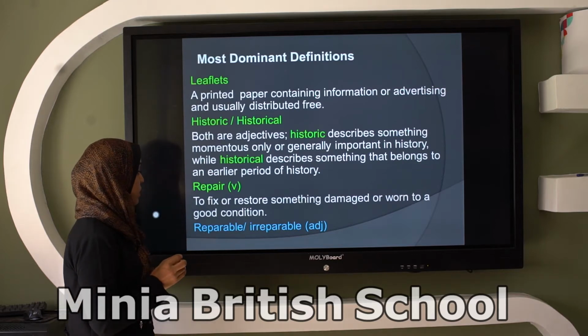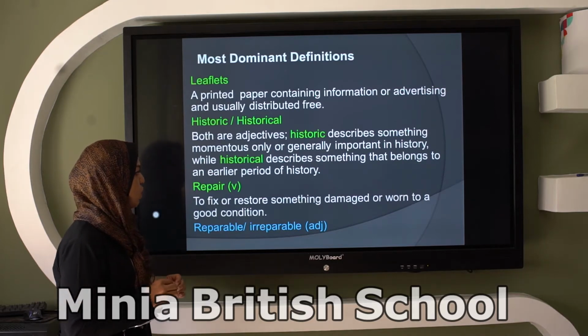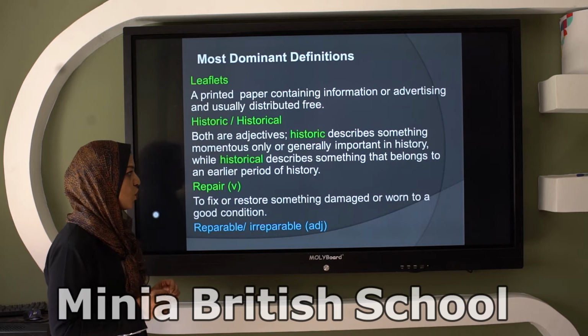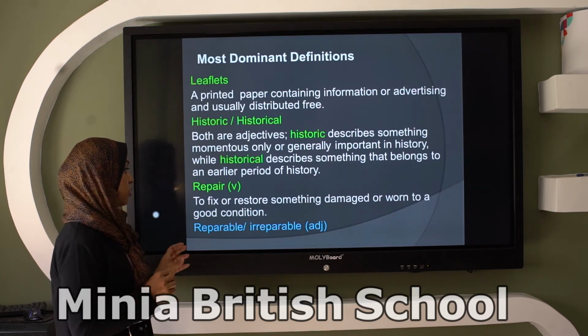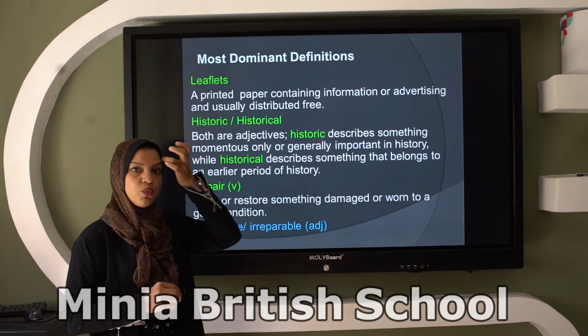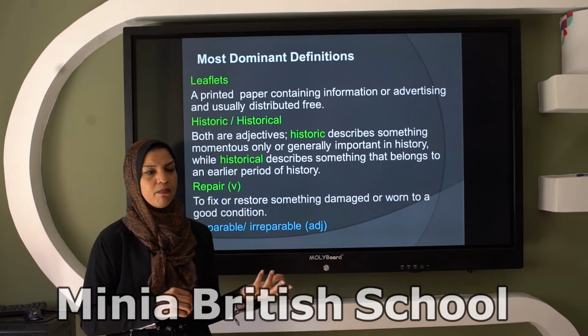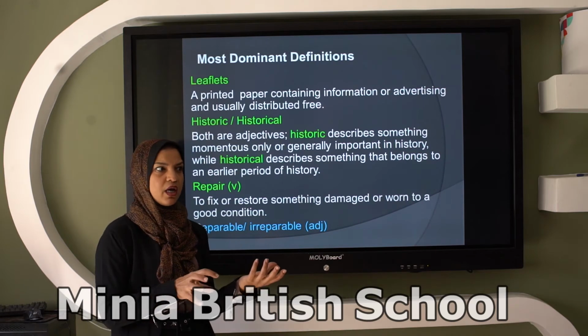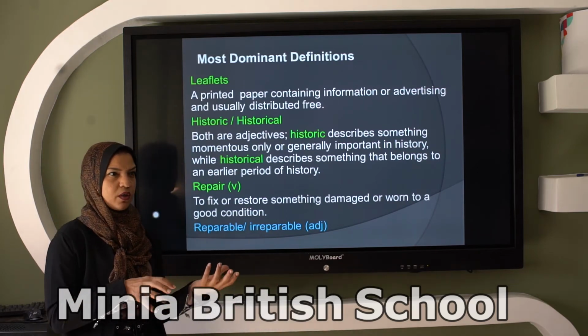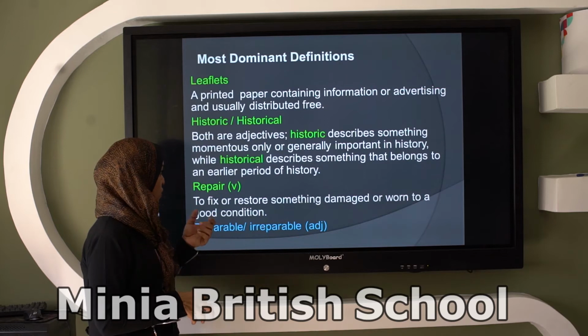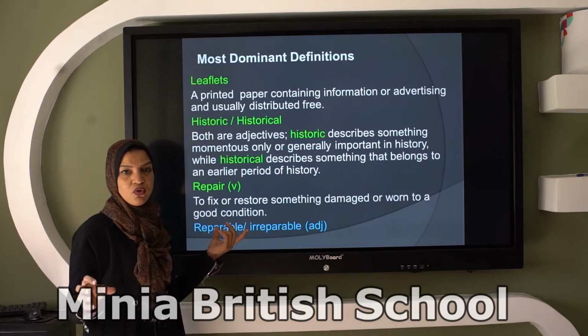Now repair as a verb. Repair means to fix or restore something damaged or worn to a good condition. So it's very close to the word fix. Okay, maybe mend a little bit, but each one of them is used in a different way. So repair is very, very close to fix.